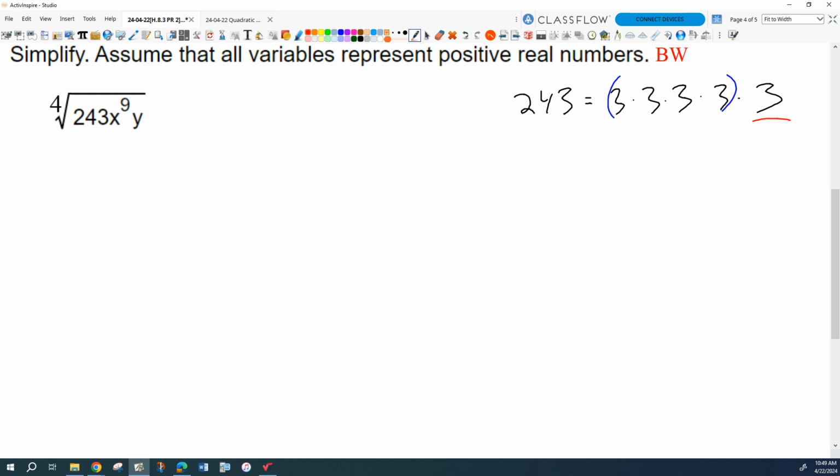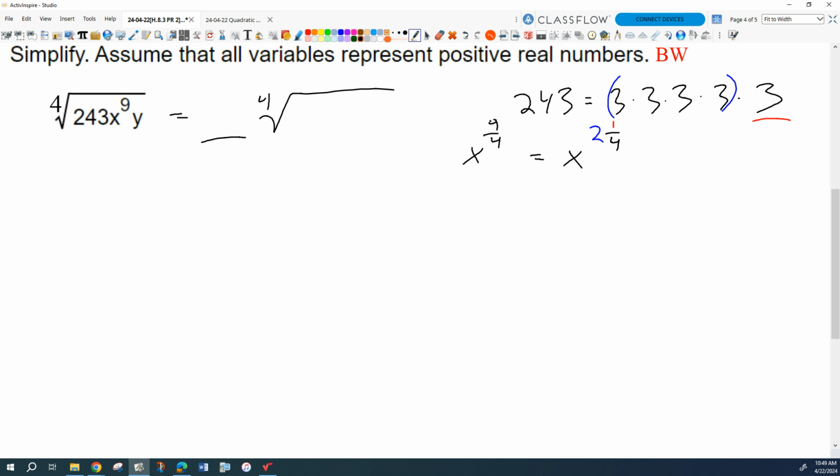What's that give us? X to the 9/4. As a mixed number, that's going to be x to the, say it again, 2 and 1/4. Okay, 2 and 1/4.